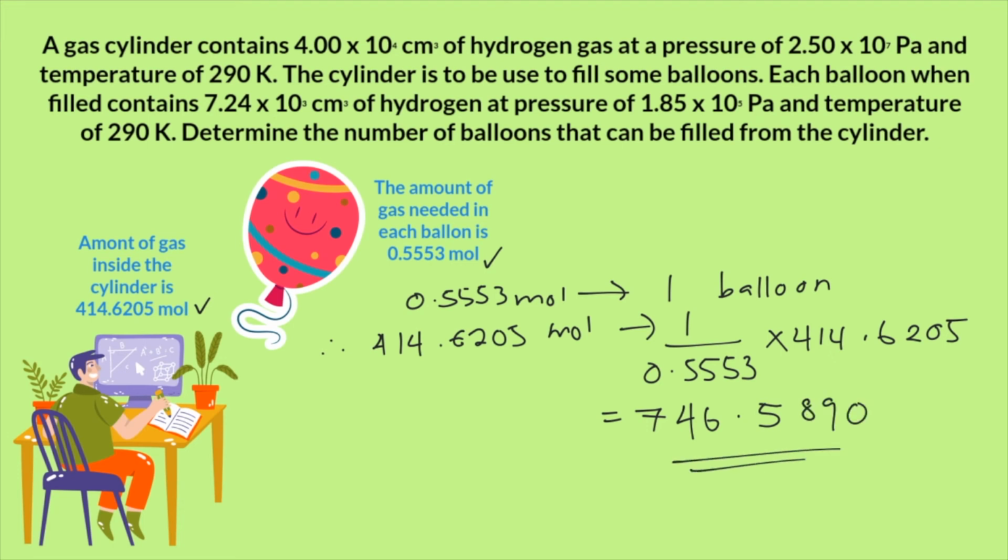So supposedly you should get 746.5890. So basically the number of balloons that you can fill is just 746 balloons and not 747 balloons, because you don't have enough gas to fill another one balloon. So make sure that you choose the right answer. The final answer is actually 746 balloons only.